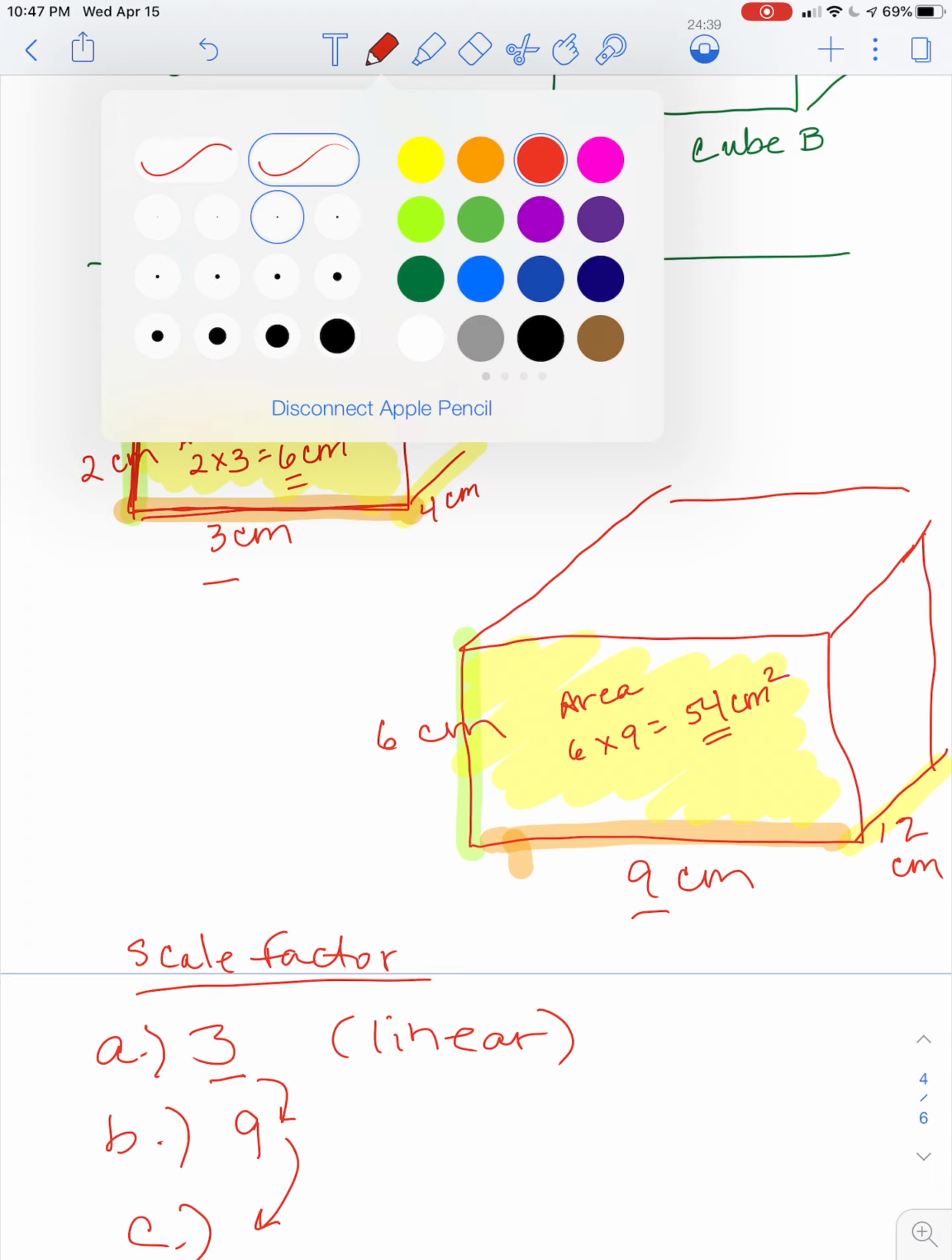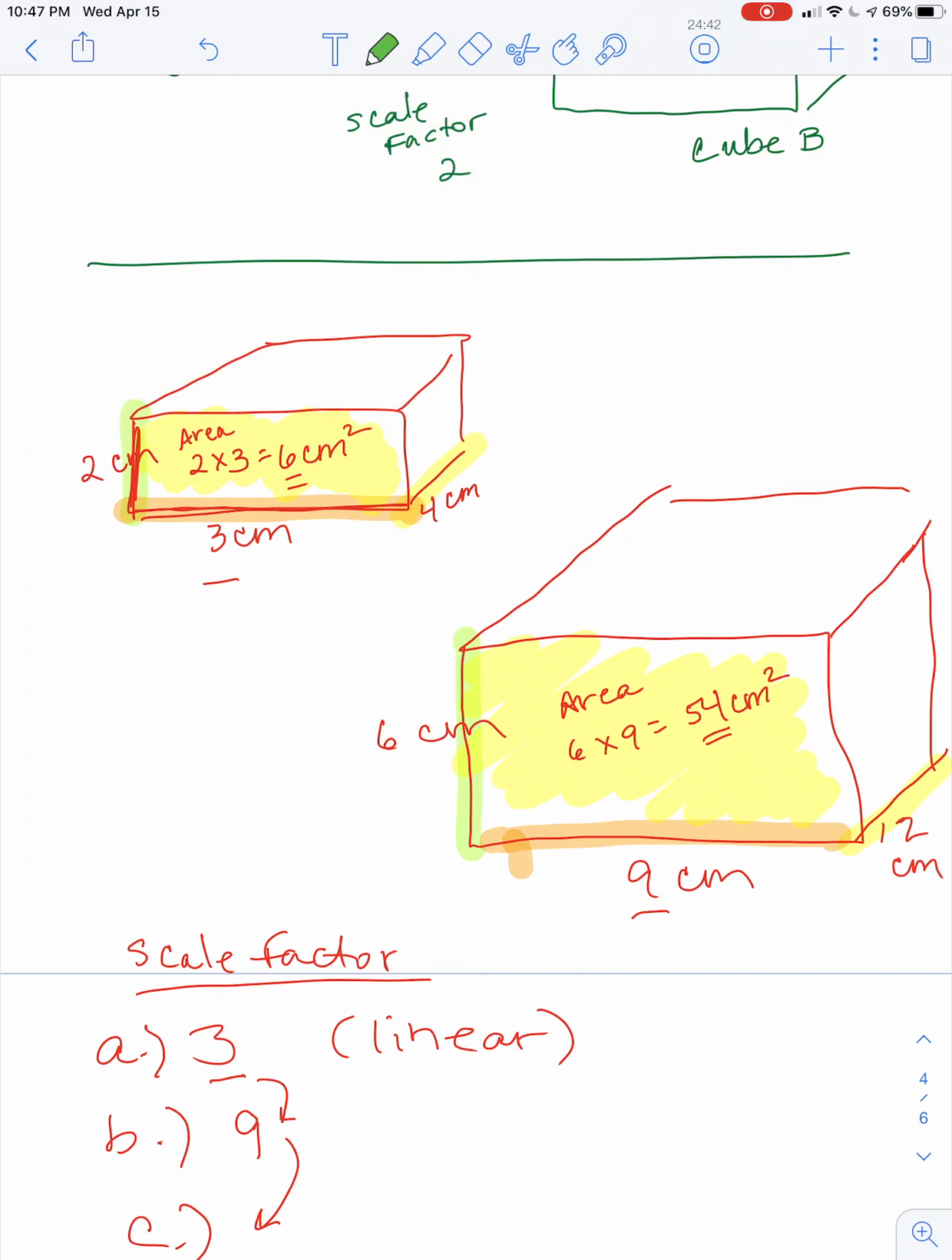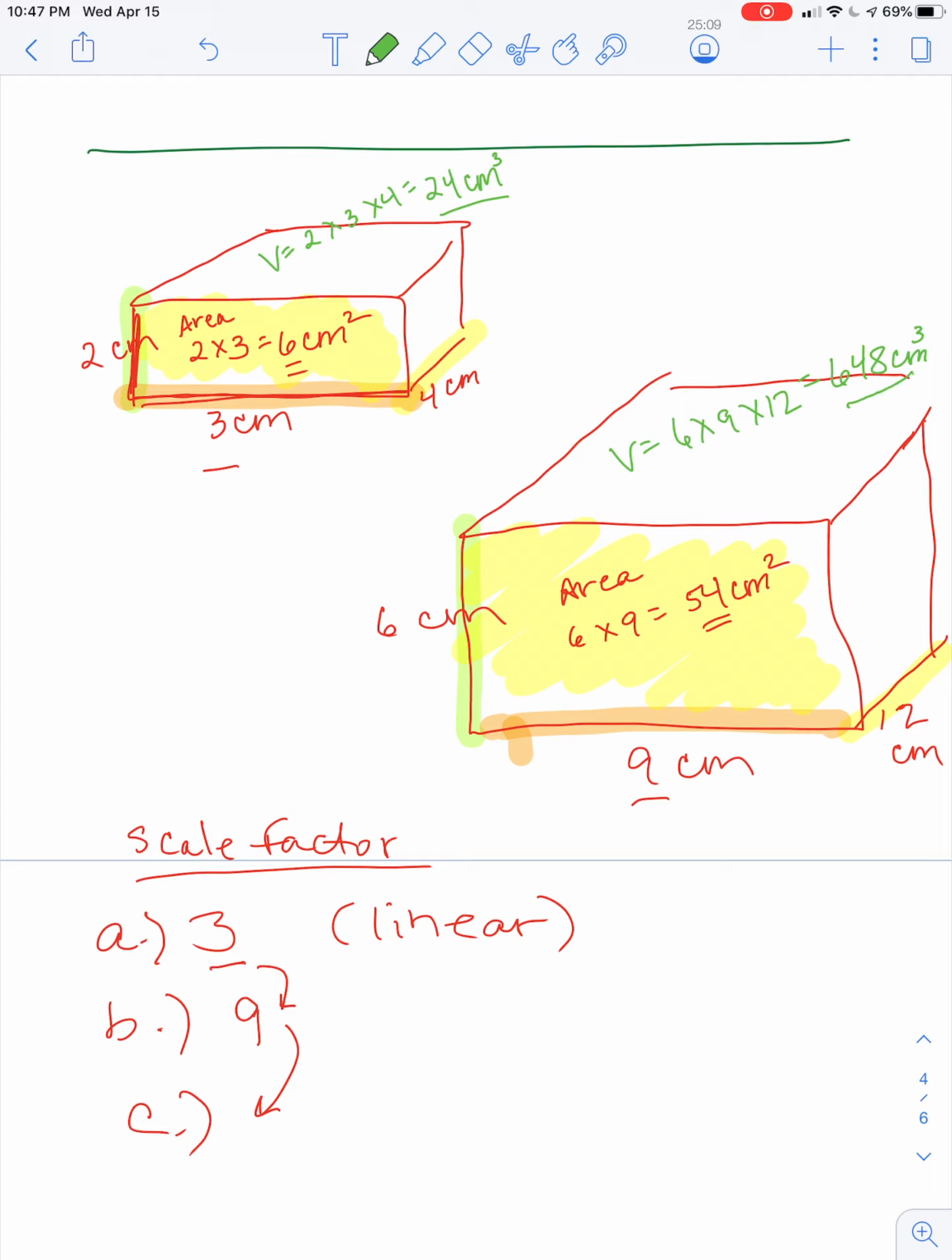I'm going to do that one in a different color for you. Let's use green here. So the volume is going to be the 3 measurements multiplied, 2 times 3 times 4, and you're going to end up with 24 centimeters cubed volume. And on this one, you're going to have 6 times 9 times 12. And when I did the math on that earlier, it's 648 centimeters cubed. Now that's a pretty big number, but I'm looking to see what is the increase here.